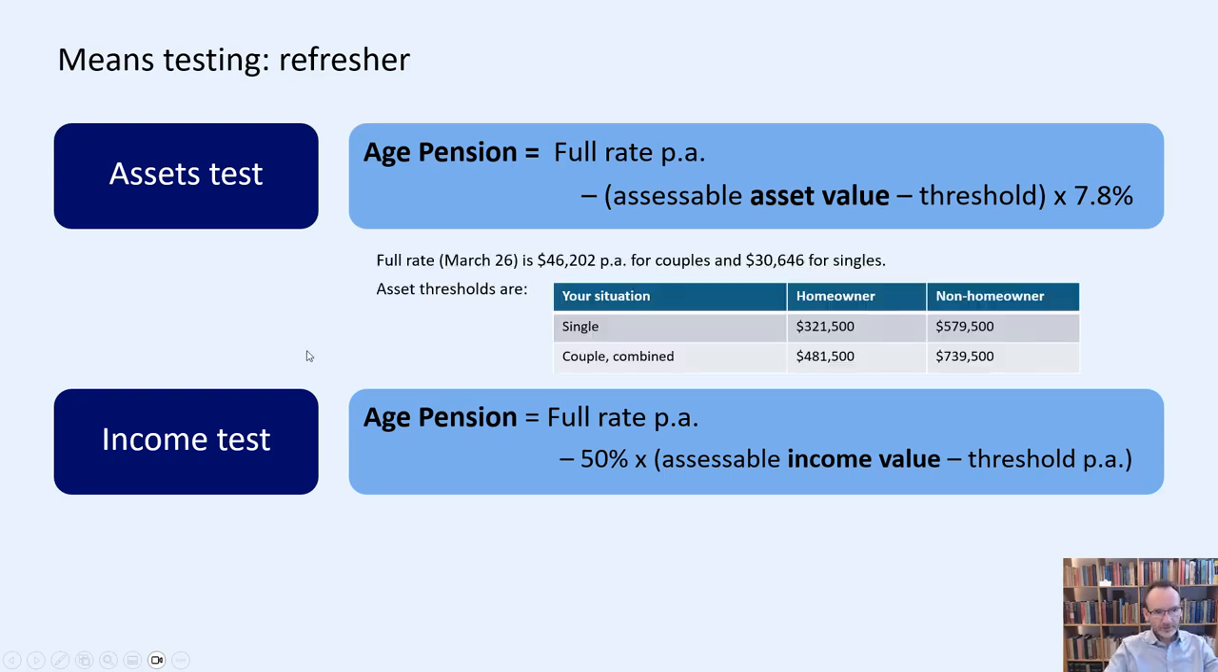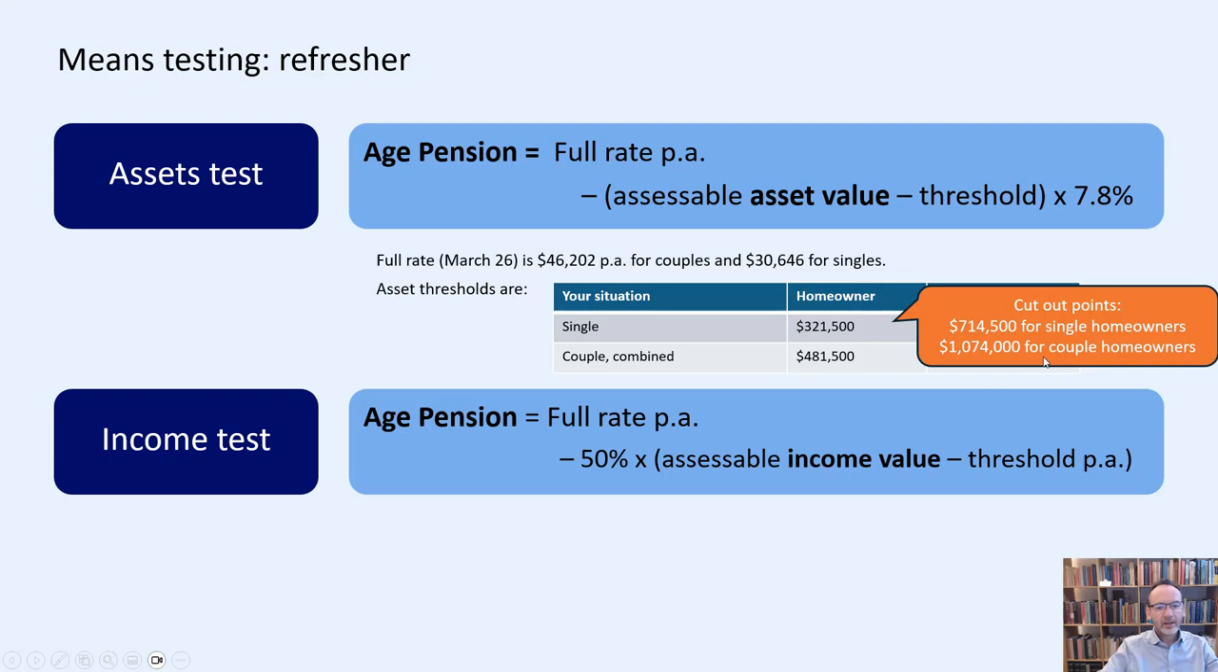In terms of what the thresholds and rates are, the full rate is $46,200 for a couple and $30,646 for singles. The asset test thresholds are as follows. For a single homeowner, it's $321,500. The cutout point for single homeowners would be $714,500. So basically, if a single homeowner or retiree has assessable assets over that, then they'll get no age pension. And for a couple, it's just over $1 million.